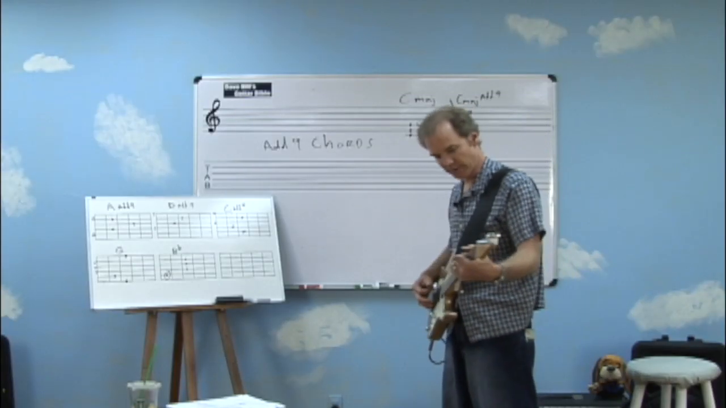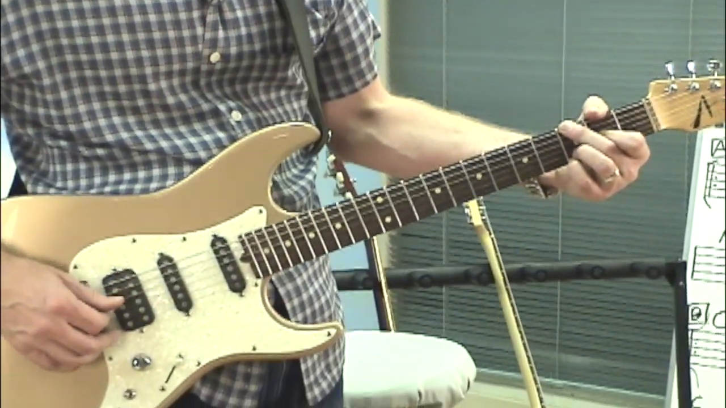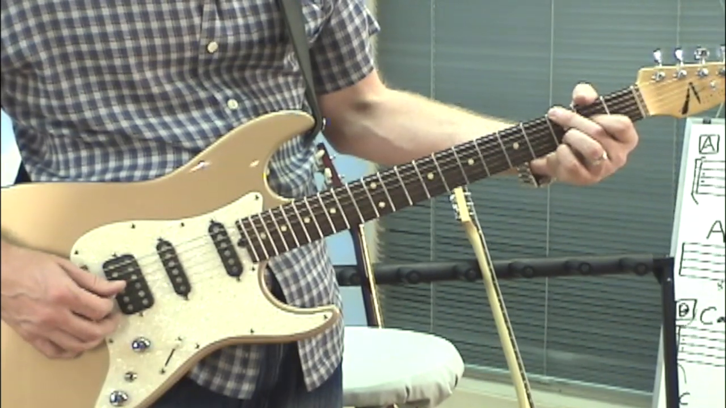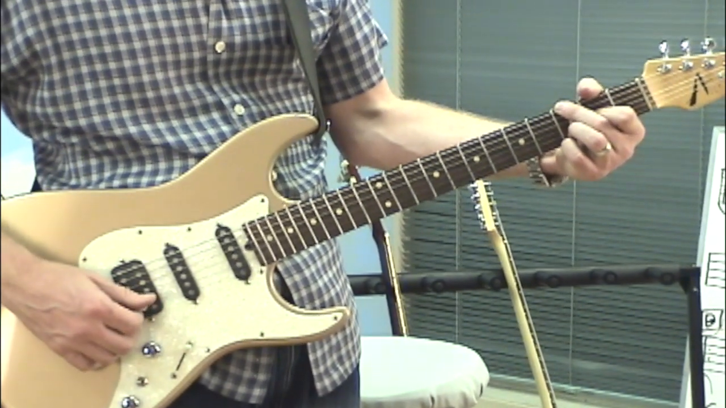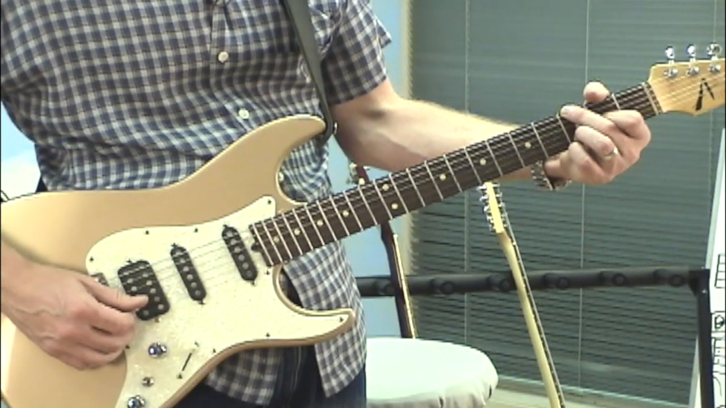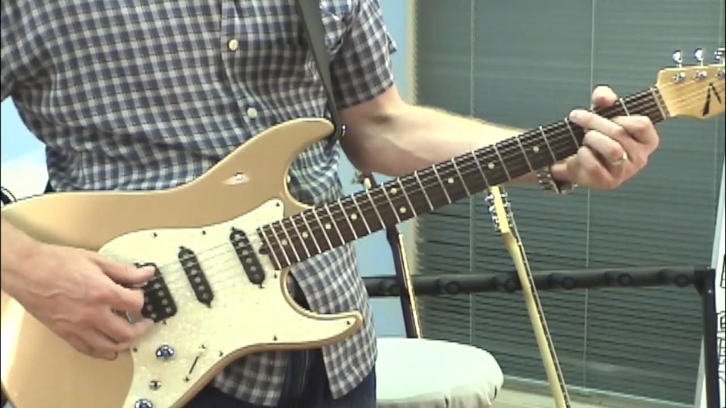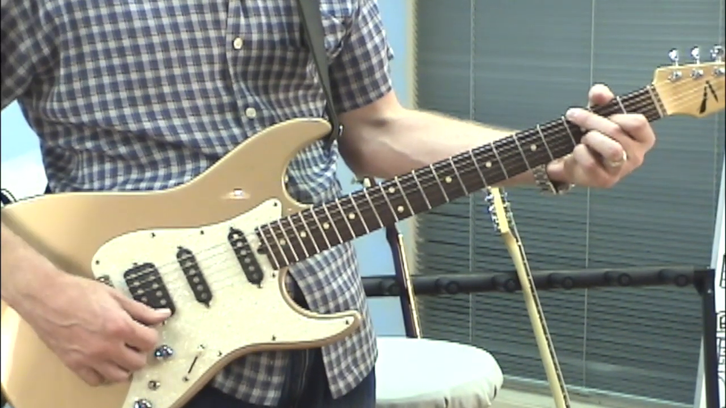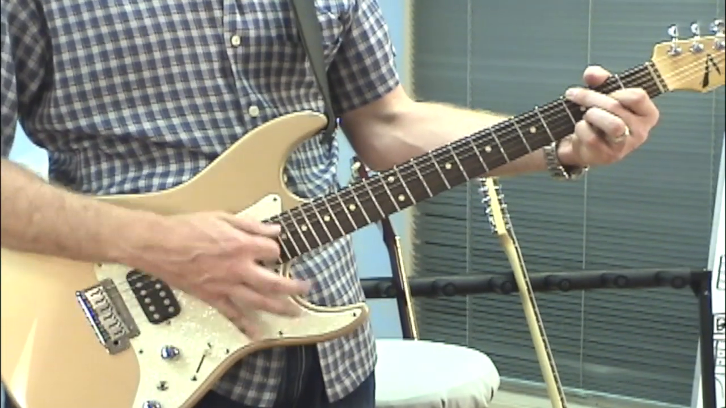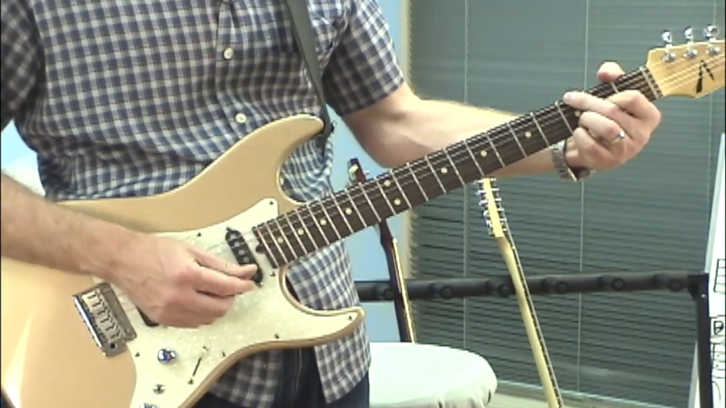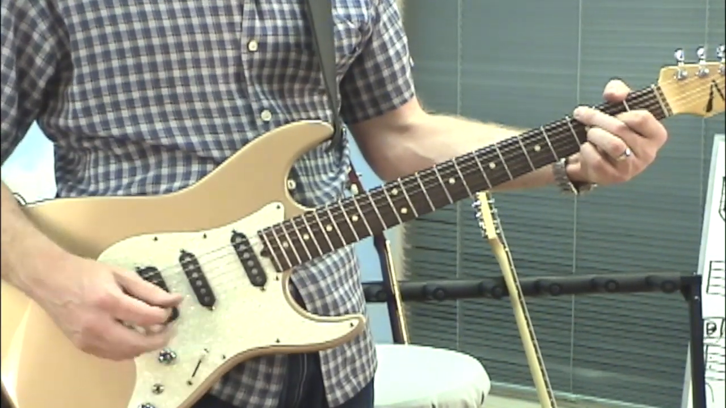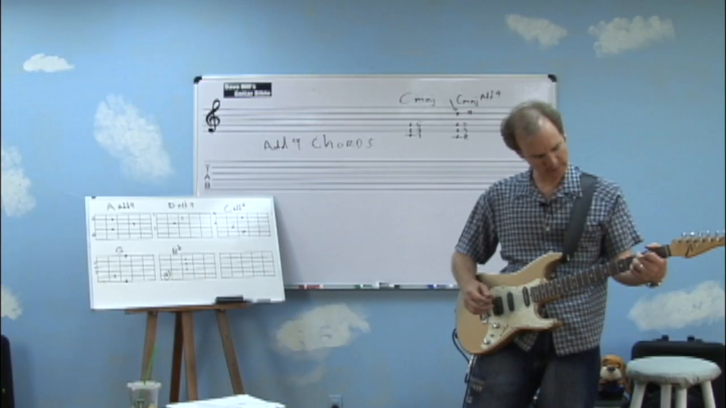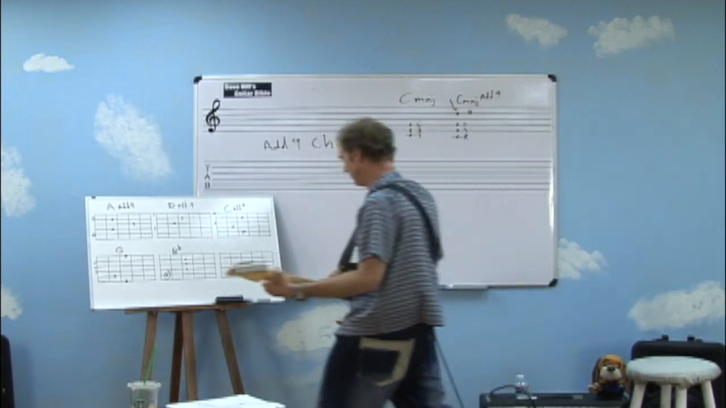What we're going to do here is we've got the root. I'm going to kind of deaden this string right here. And I've got the fifth right here. And I've got the ninth right there. And I could actually let the B string ring, but I kind of like the sound of no B in this chord, no third. And we'll play it like that, and it'll be without the third, but it'll be actually pretty cool.